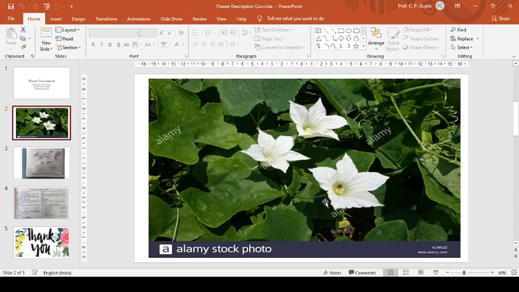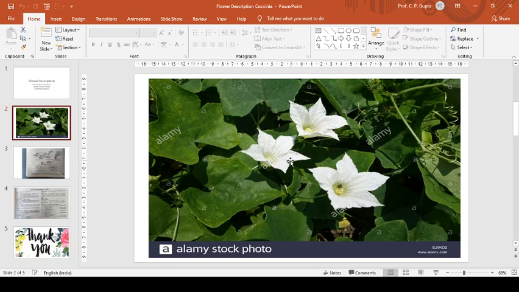Now the genus that we are going to describe is Coccinia cordifolia. It is an annual climbing herb. Root is taproot, branched. Stem is herbaceous and weak because it is prostrate. Green, cylindrical, solid, angular. This is an angular stem. Branched tendril climber.